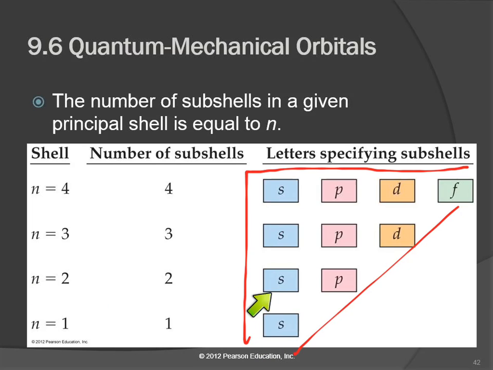On the second floor, there are 2 rooms. Room S and room P. Again, don't ask me about the letters. It's crazy. Third floor, 3 rooms. Fourth floor, 4 rooms. How many rooms do you think there would be on the 5th floor? 5. There's a pattern here, right? The number of rooms is equal to the floor number. Okay? So, what does this correspond to with electrons?